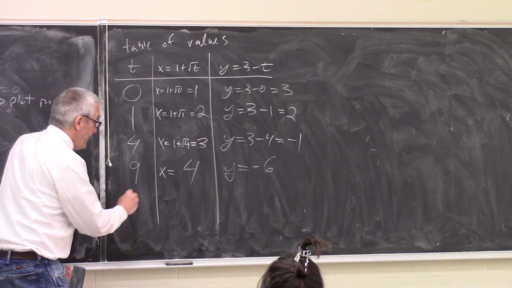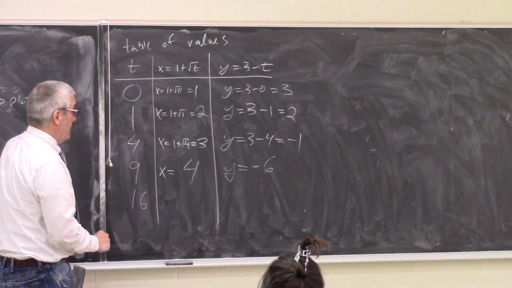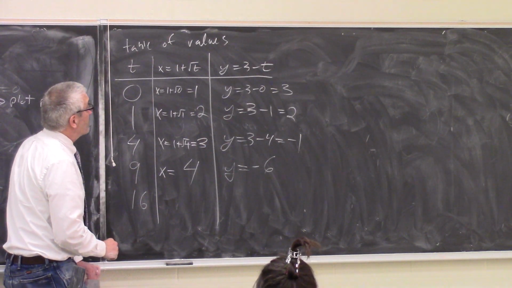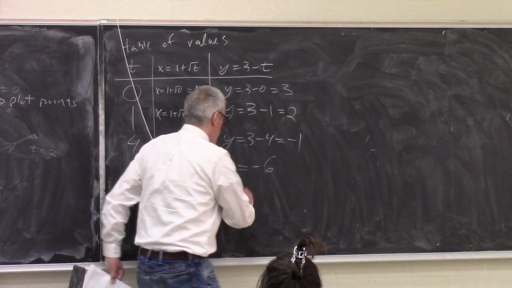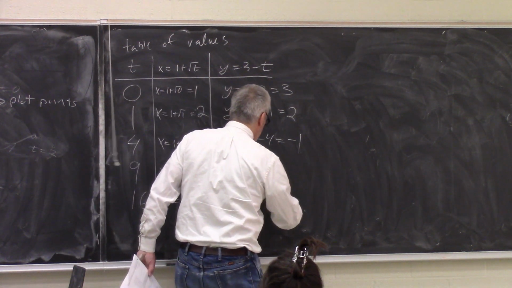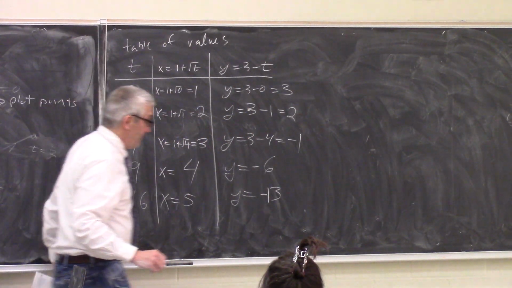And the next convenient value would be 16. So we'd have x equals 1 plus square root of 16. So that means x would be 5. And y would be 3 minus 16, which is minus 13. And actually, that's enough.